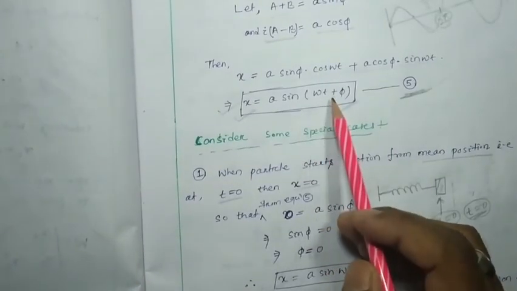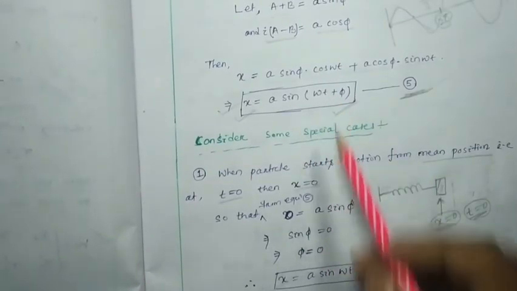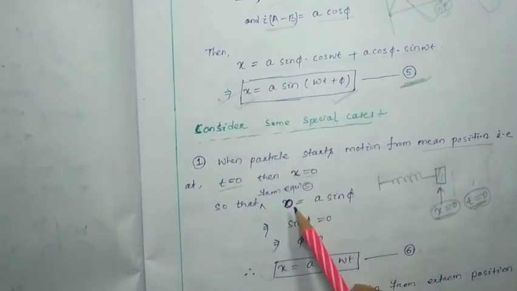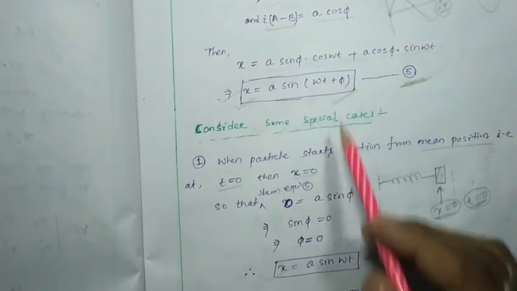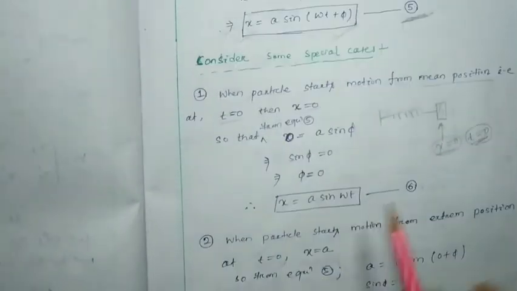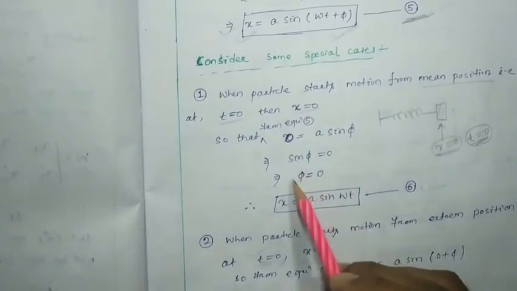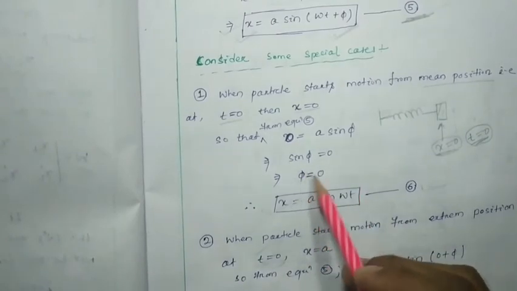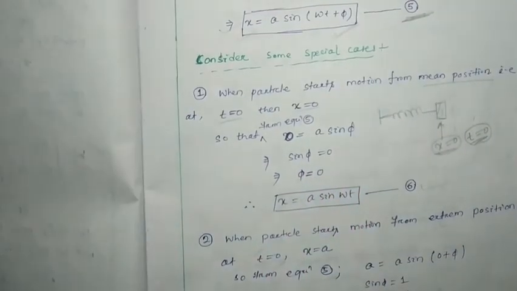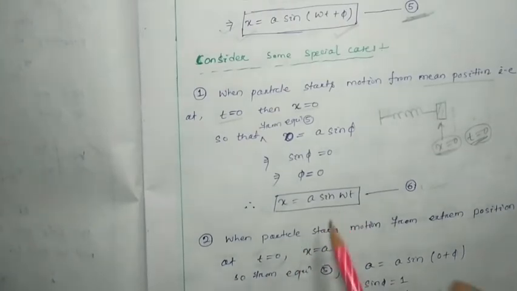If we put x equal to 0 and t equal to 0 in equation number 5, what are we going to get? See, x equal to 0, a sin omega t will be 0, and sin phi will be 0. That means phi will be 0. Hence x equal to a sin omega t, let it be equation number 6.